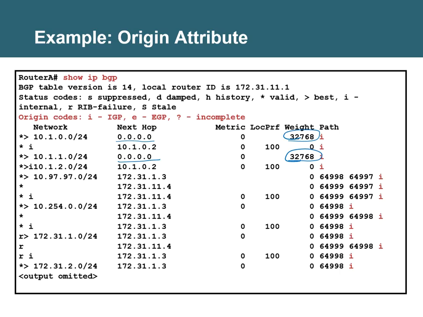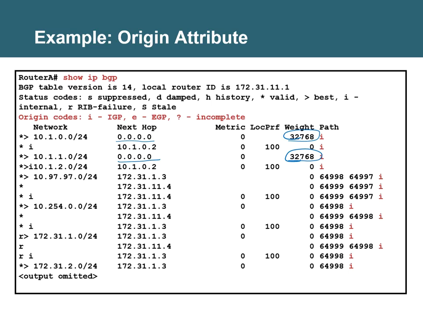This weight is not set by us. 32768 is not set by us. When the next hop is 0.0.0.0, automatically the weight will be 32768. Okay. Default weight is 0. Higher is preferred.